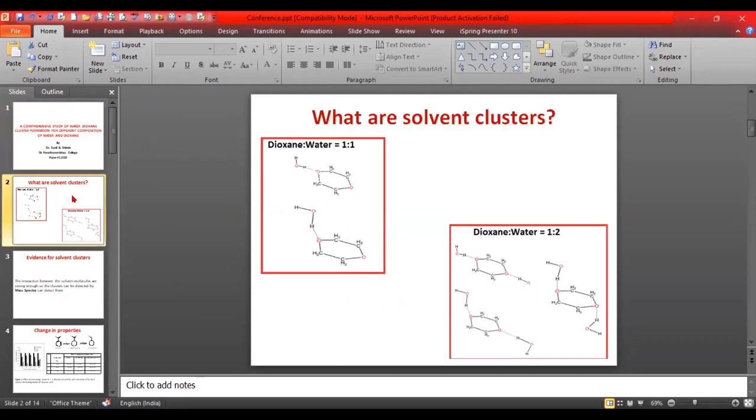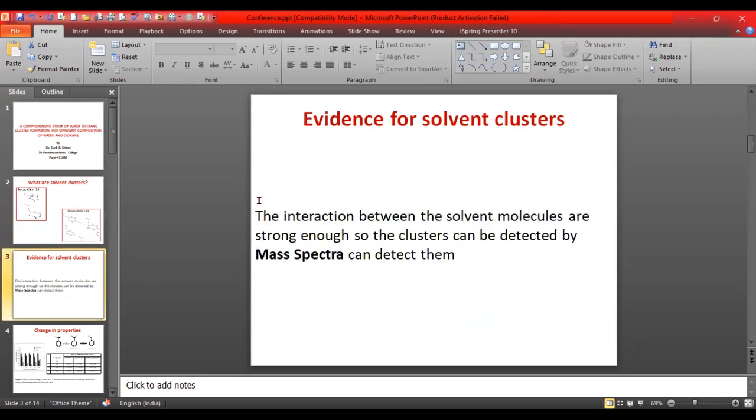First of all, we should know what solvent clusters are. When you mix two solvents, there are chances that the two solvent molecules can interact with each other, and these interactions are quite strong and they can get associated. These are solvent clusters. I have shown in this slide the clusters formed between water and 1,4-dioxane, which is our case study.